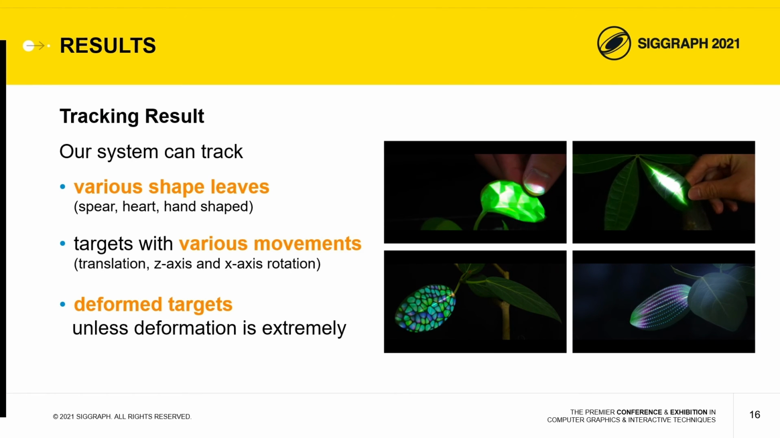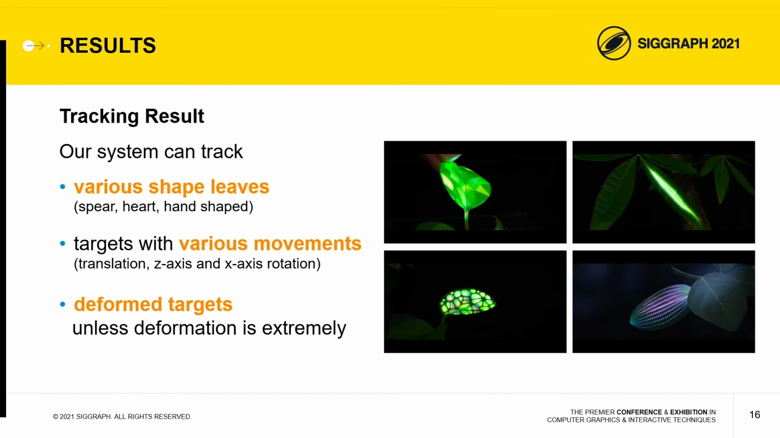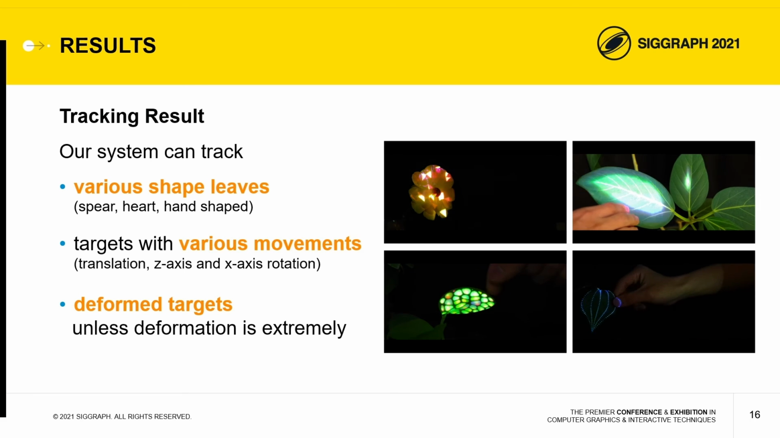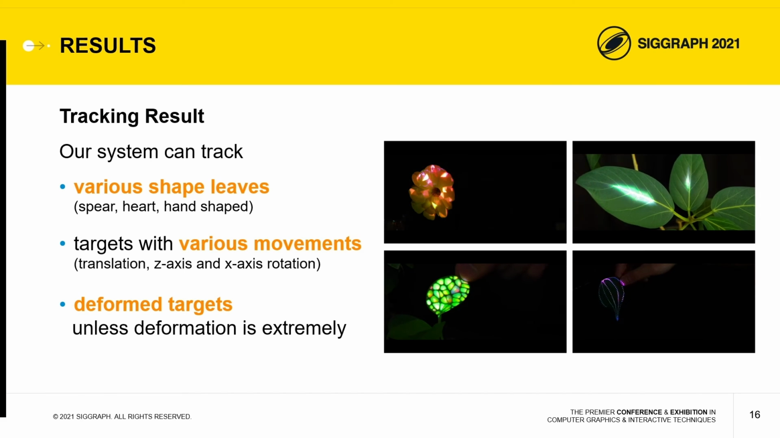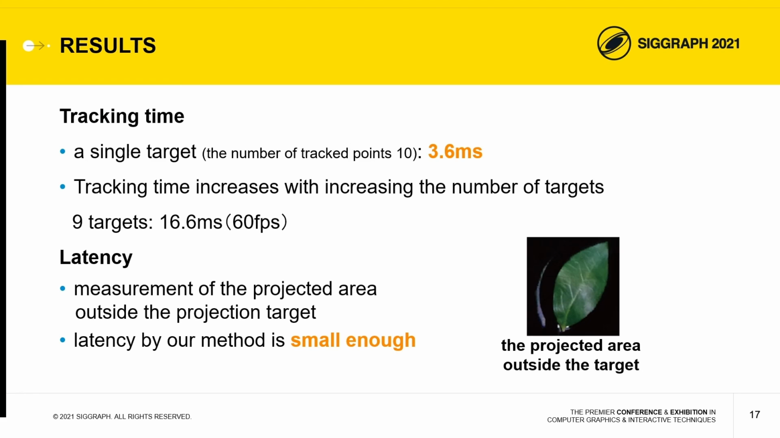These results showed that our system can track various shape leaves with various movements. Additionally, deformed targets can be also tracked unless deformation is extreme. Regarding the tracking time, the system can track a single target with 10 points in 3.6 ms.